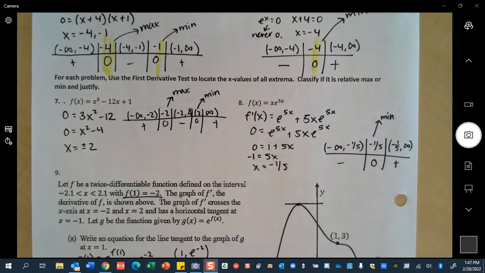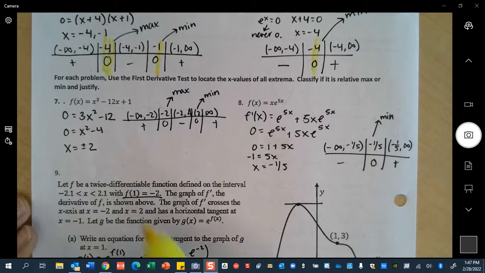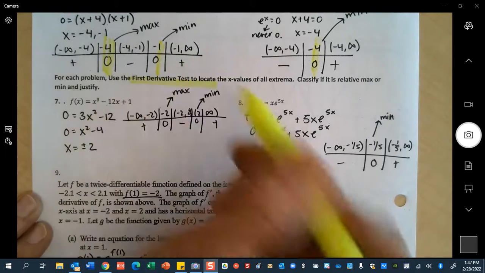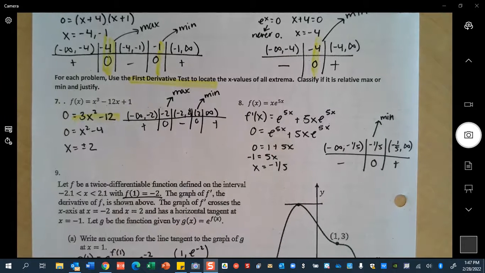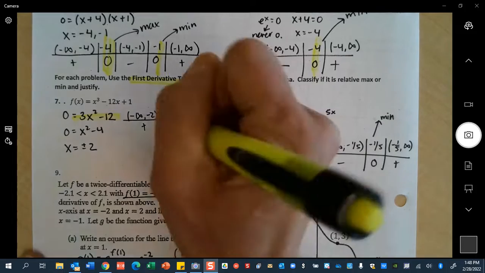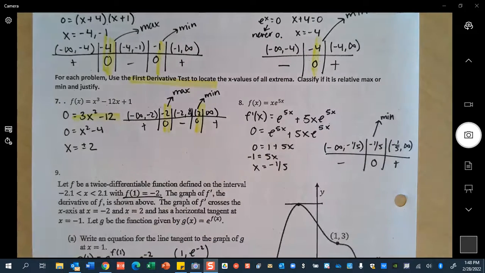All right, so when we look at 7 and 8, this is my original function, and it is telling me to use the first derivative test. So above, they gave us the derivative, and for 7 and 8, I have to use the first derivative test. So I have to go ahead and figure out what that first derivative is, and then I have to set it equal to 0, and then I have to figure out my critical points. Once I figure out my critical points here, then I'm going to test the intervals on either side of them.